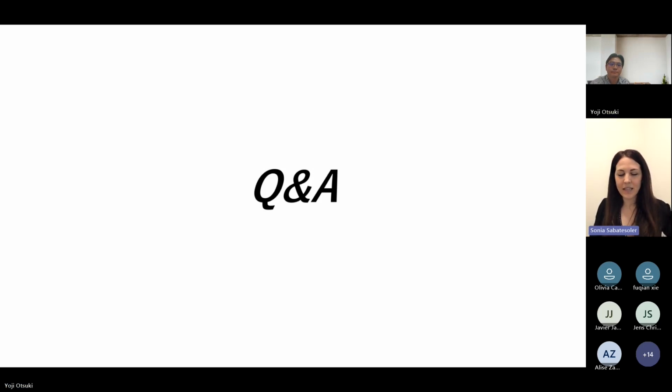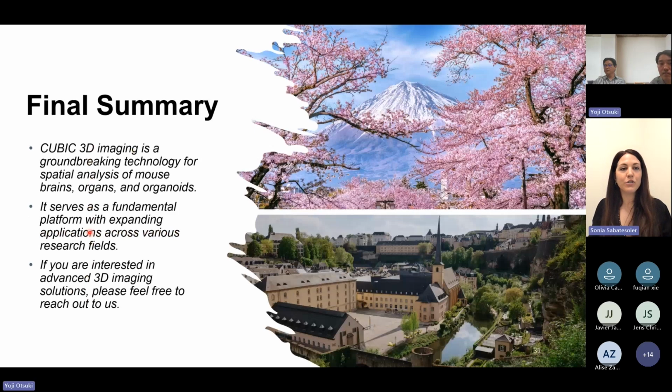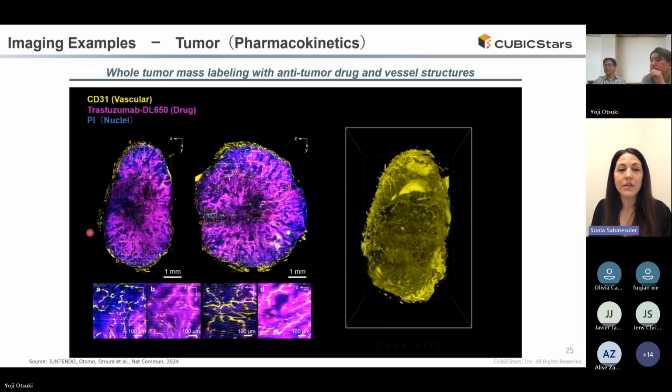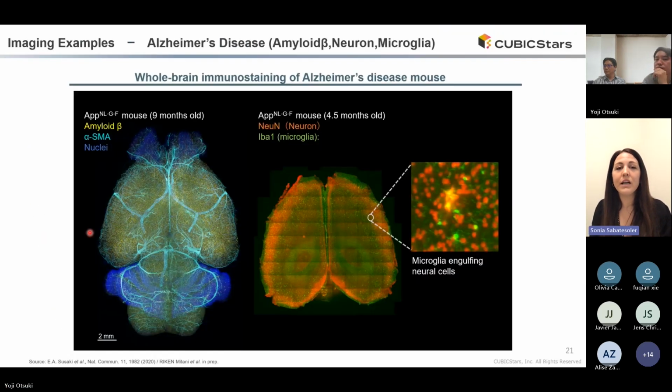Then on slide 21, you presented this image of the microglia engulfing the neural cells in the AD model. That was very interesting. You can see the microglia morphology very well, so I wonder what is the highest resolution you have done for a study. Can you go to intracellular organelles or something like this?